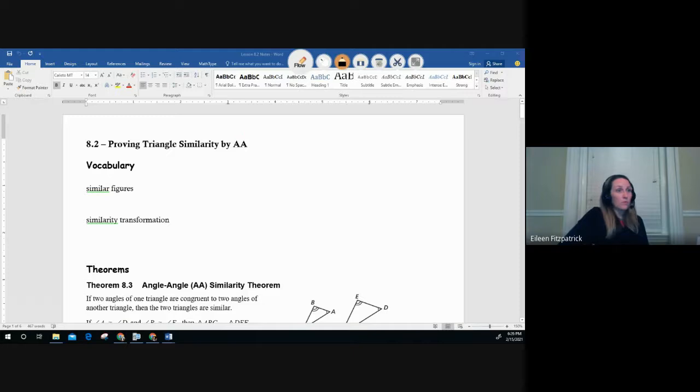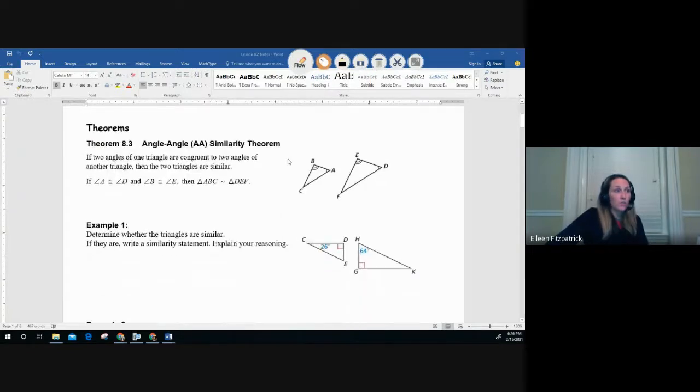In lesson 8.1, we were told the triangles were similar. Now in this lesson, we're going to talk about, well, what if you're not told the triangles are similar? What do we need to know in order to prove that the triangles are similar so then we can say all those corresponding sides are proportional and angles are congruent?